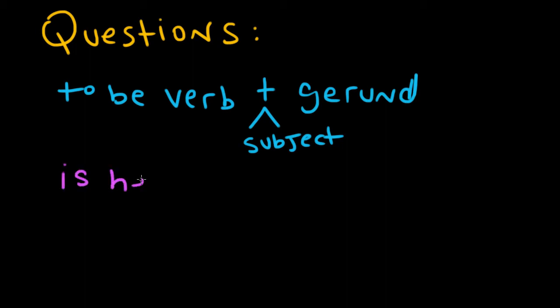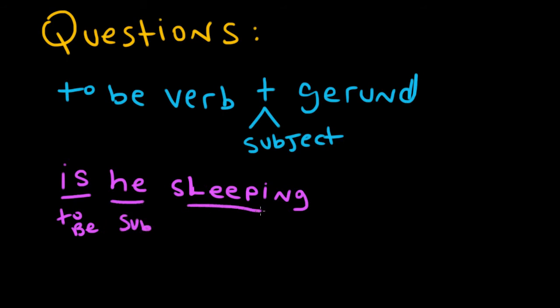Is he sleeping? Is he sleeping? So we have, let's erase that L, it's kind of messy. Okay. So is he sleeping is, we have the to be verb, then we have the subject, and then we have the verb in the gerund. And then we have the question mark. That makes the question. Is he sleeping? So you change the order in order to make a question with the to be verb.